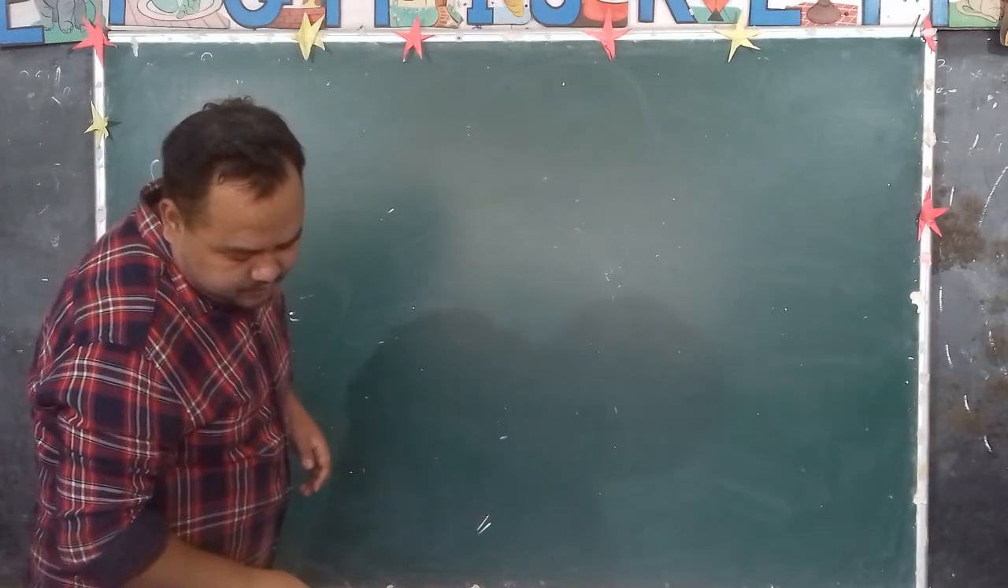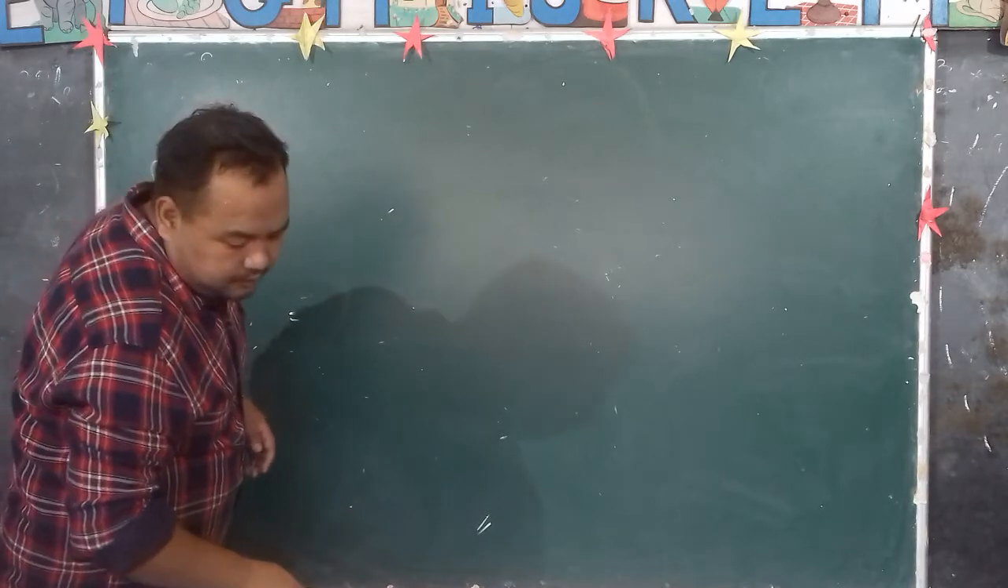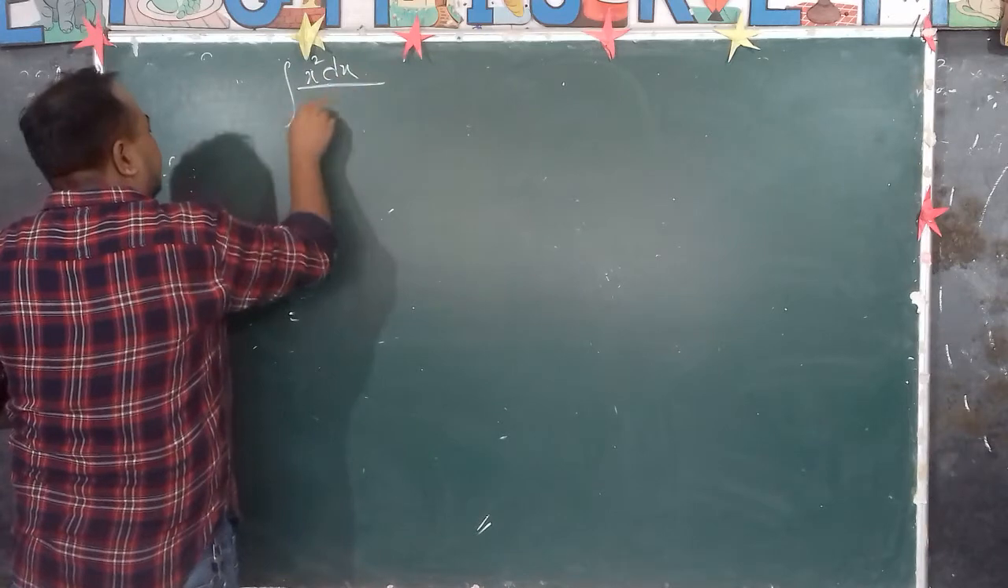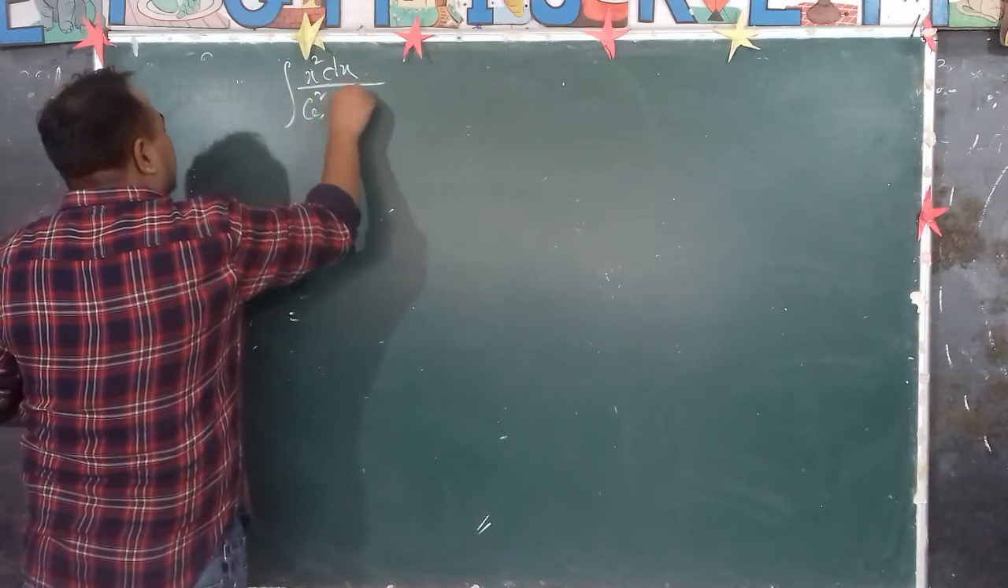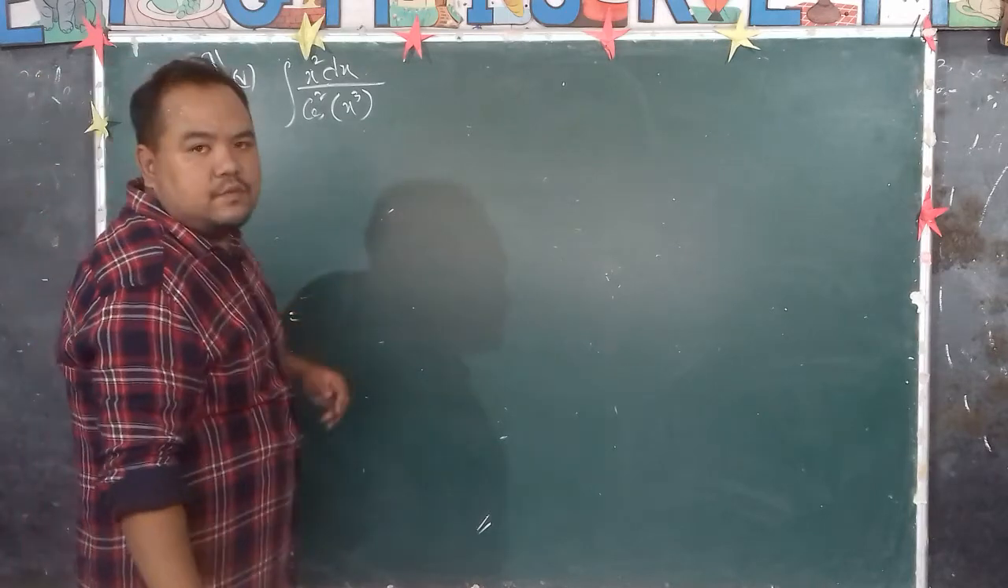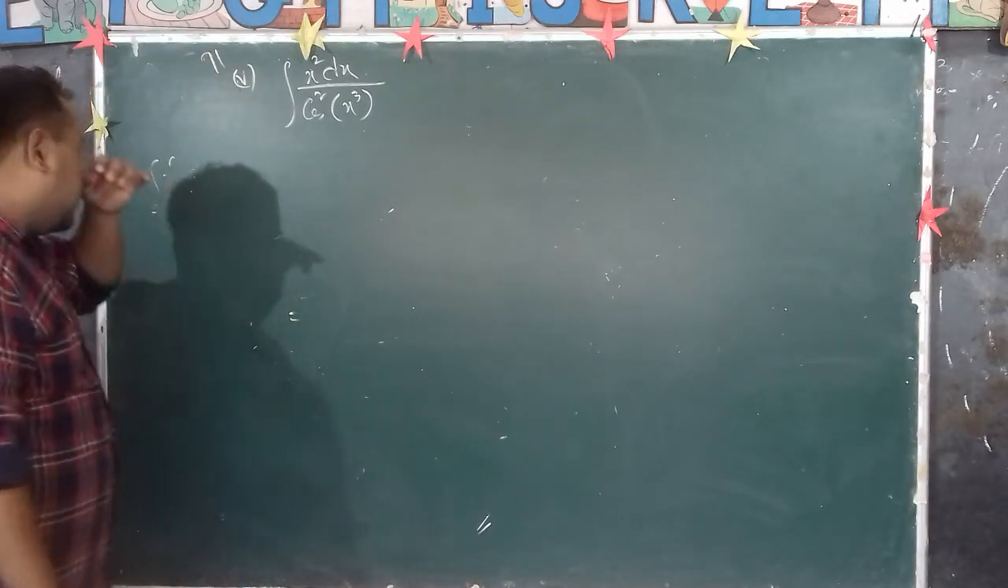Okay, 11 subdivision 5. Integration x square dx divided by cos square x cube. I'm so sorry, the previous one was 11 subdivision 6. Okay, look at this particular question.